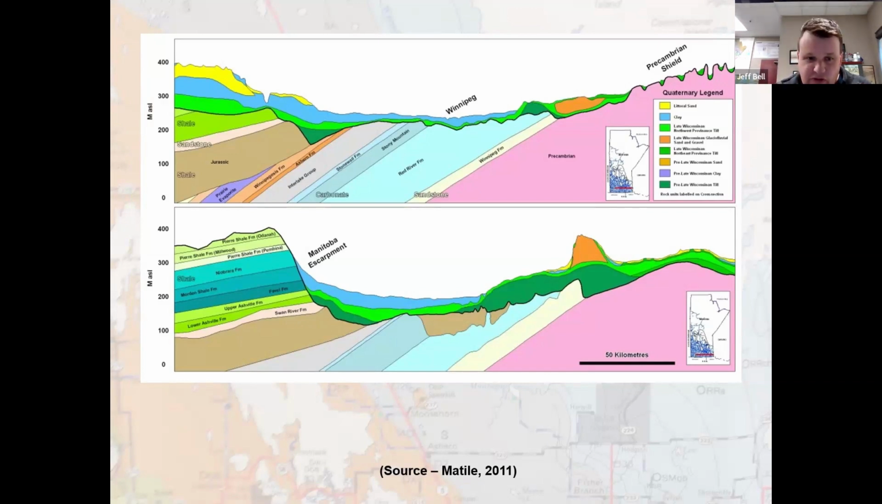The rocks lying further to the west of Manitoba, the Swan River Formation, those things tend to be more based in shales. So again, all of this has been eroded away and it's been covered over by a fairly thick deposit of glacial deposits that came in a couple different sets.